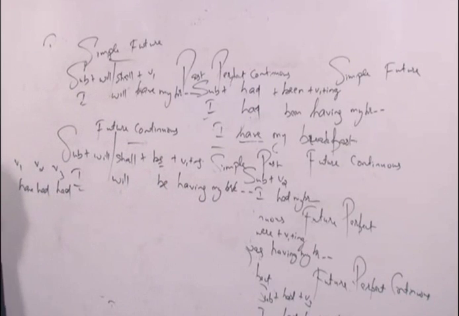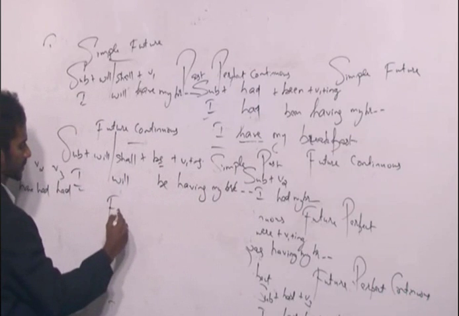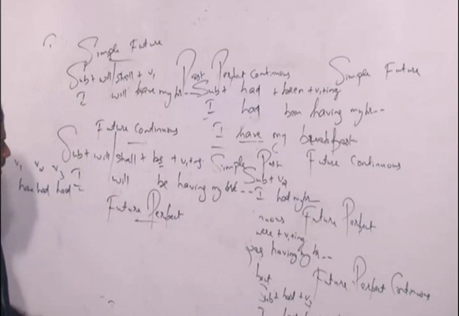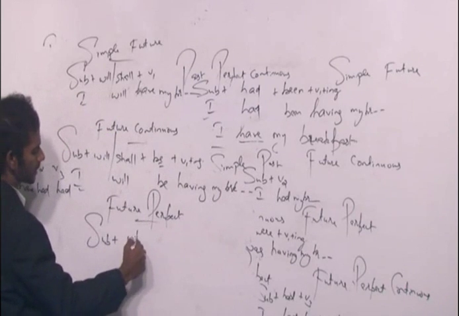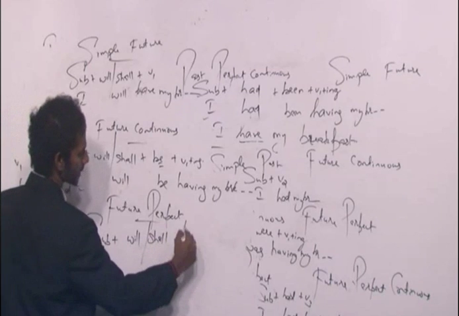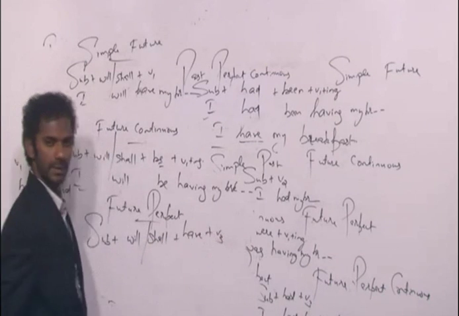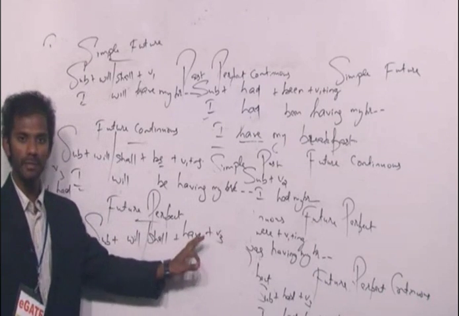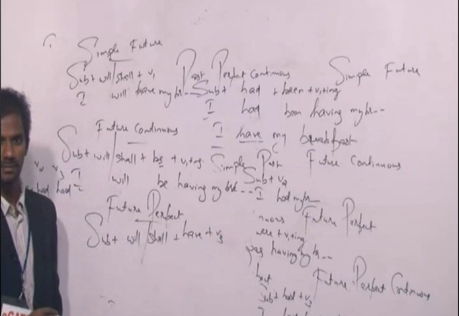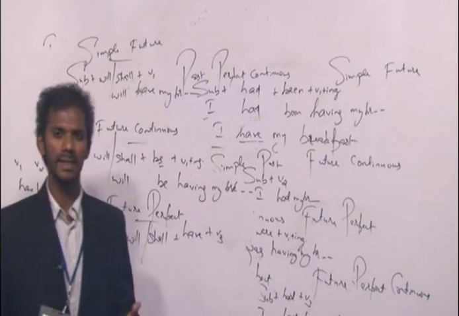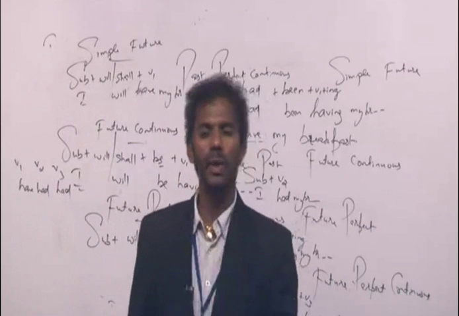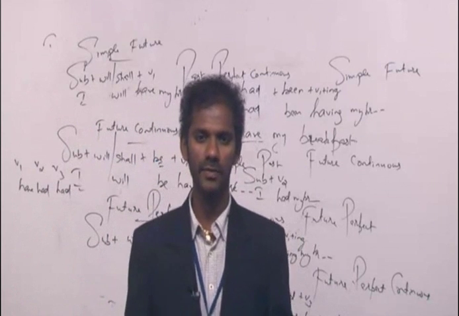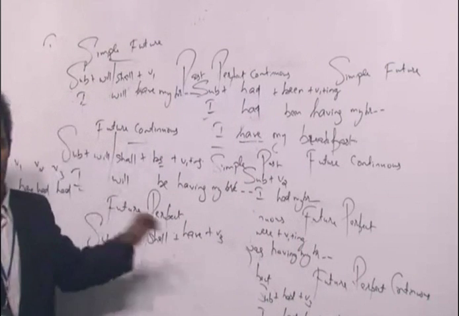Clear? Right. Now, future perfect. The structure is subject plus will or shall plus have plus V3. V3 because it's perfect tenses. Clear? You may be having a doubt with this as well. The thing is, as I said, while speaking or while writing, we don't make use of future perfect or future perfect continuous. So they may seem to be incorrect, but they are correct.